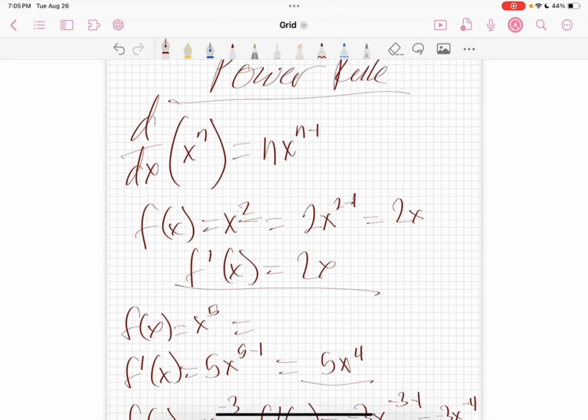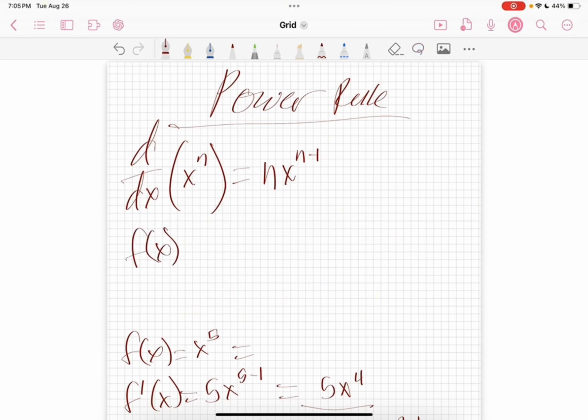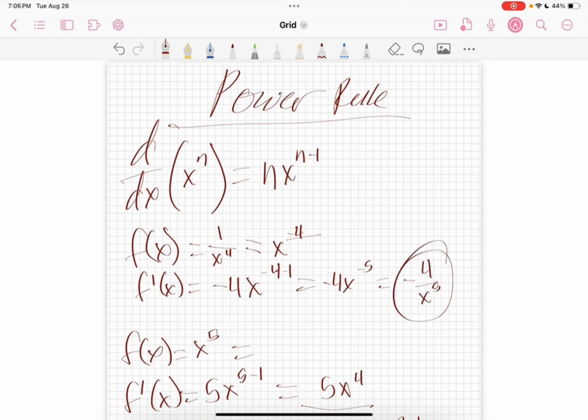And finally, for our last example, we'll use a fraction, 1 over x to the power of 4, which if we take the reciprocal is x to the negative 4. And then f prime of x equals negative 4, because that is our exponent, x to the negative 4 minus 1, which equals negative 4x to the negative 5. And we can simplify that as well to negative 4 over x to the power of 5. And that'll be our final answer using the power rule.